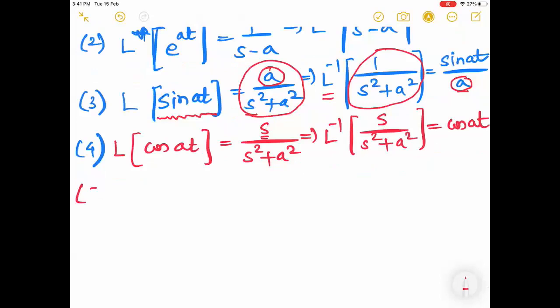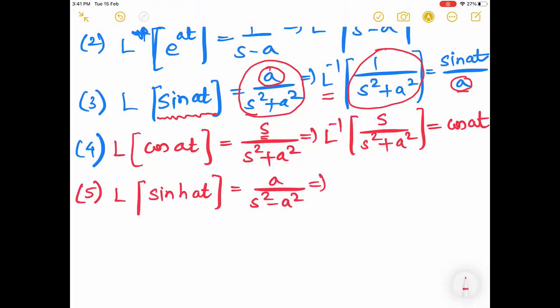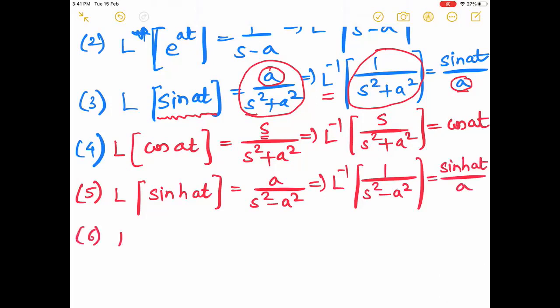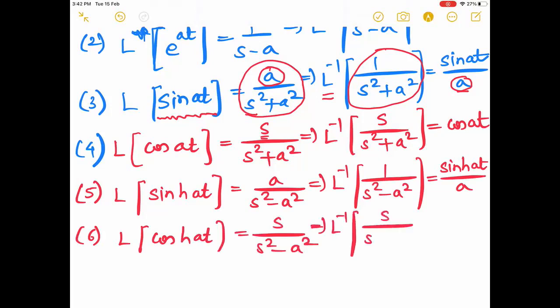Similarly, for the hyperbolic functions, which we have done, sine hyperbolic at is equal to a upon s square minus a square. So the inverse transform again for 1 upon s square minus a square will come out as sine hyperbolic at upon a. And similarly, cos hyperbolic function, whose transform is s upon s square minus a square. Therefore, inverse of s upon s square minus a square will come out as cos hyperbolic at.